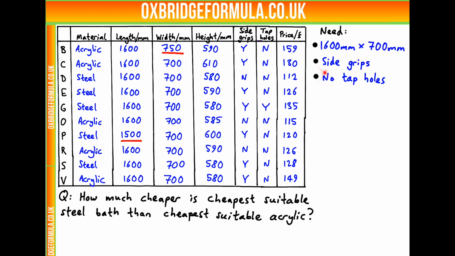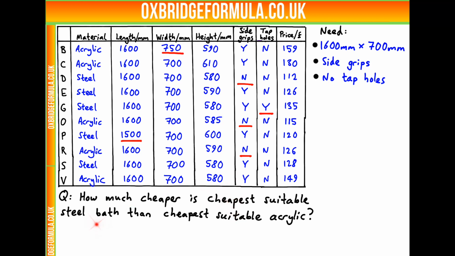Then what about the presence of side grips? So that's this column in the table. We've got either yes or no. And so we want to mark all the no's as not following this requirement, which we have here. Then finally, we want baths with no tap holes. And so any that answered yes to having tap holes, we need to get rid of. So that's our requirements dealt with.